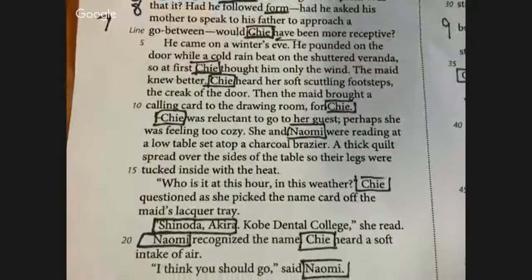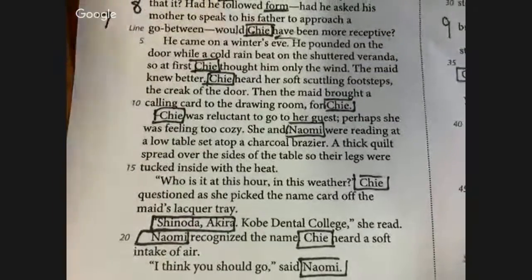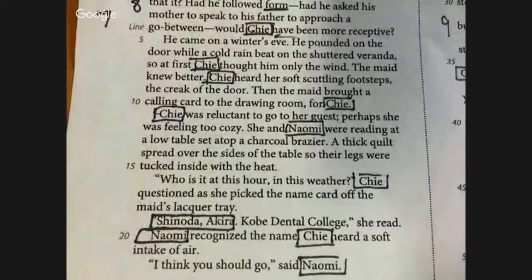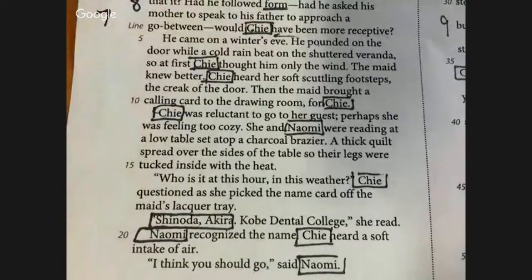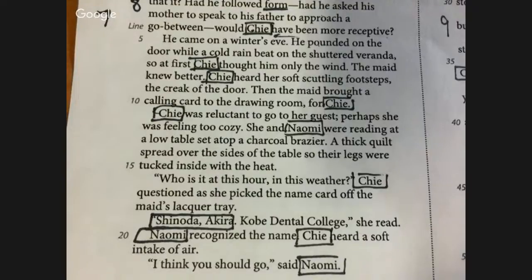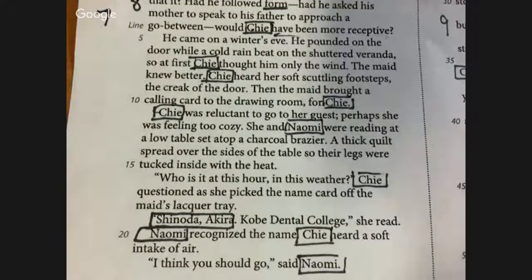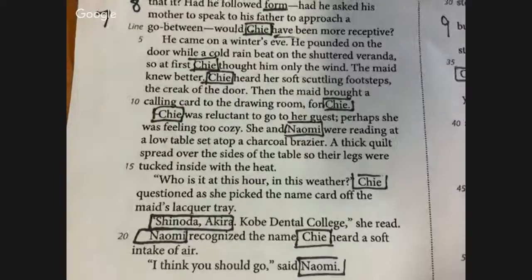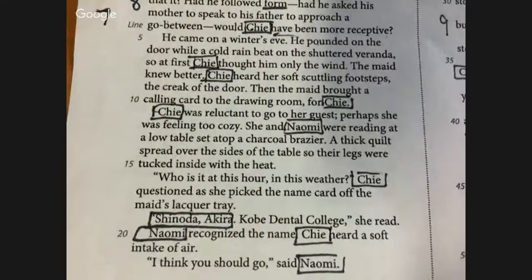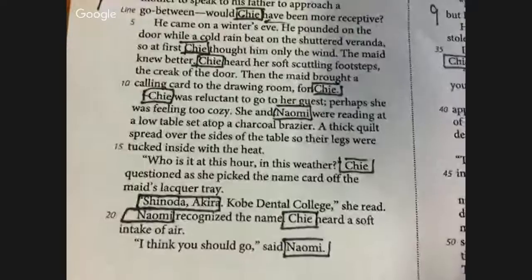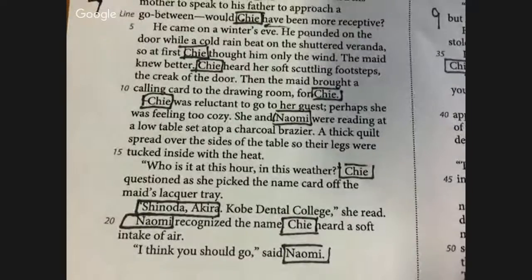He came on a winter's eve. He pounded on the door while a cold rain beat on the shuttered veranda. So at first Chie thought him only the wind. The maid knew better. Chie heard her scuttling footsteps, the creak of the door, then the maid brought a calling card to the drawing-room for Chie. Chie was reluctant to go to her guest. Perhaps she was feeling too cozy. She and Naomi were reading at a low table set atop a coal brazier. A thick quilt spread over the sides of the table so their legs were tucked inside with the heat.